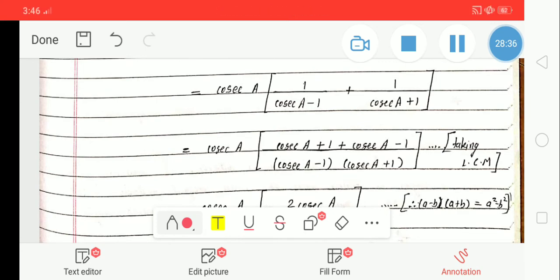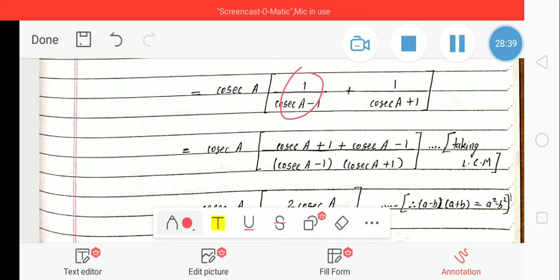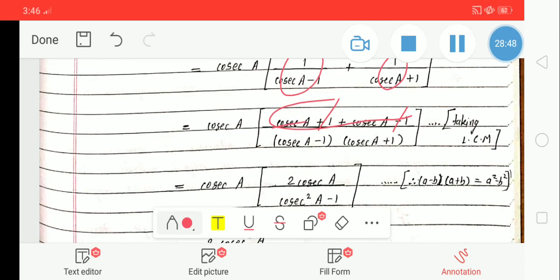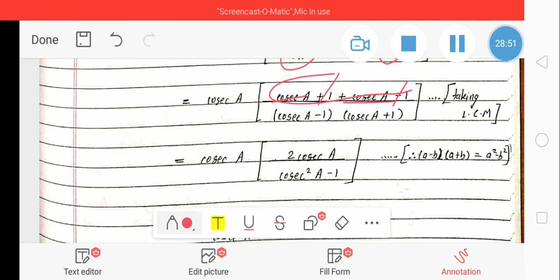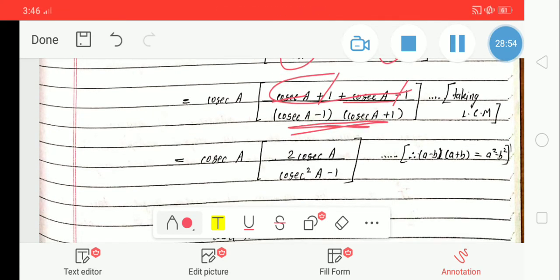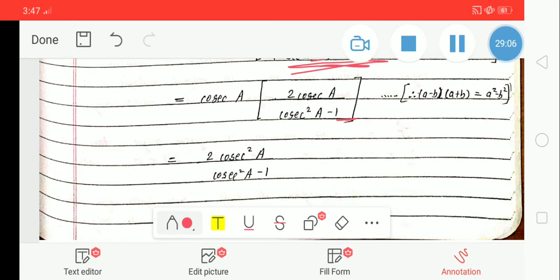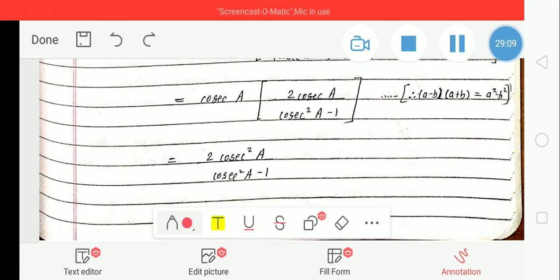Now taking LCM means this multiply by cos square A plus 1 and this multiply by cos square A minus 1. So plus and minus get cancelled, and here cos square A plus cos square A means 2 cos square A, and here we take a multiplication, plus and minus, so A minus B multiplied by A plus B means A square minus B square. So cos square A minus 1 square means that is 1. Now here cos square multiplied by this, so 2 cos square A divided by cos square A minus 1.